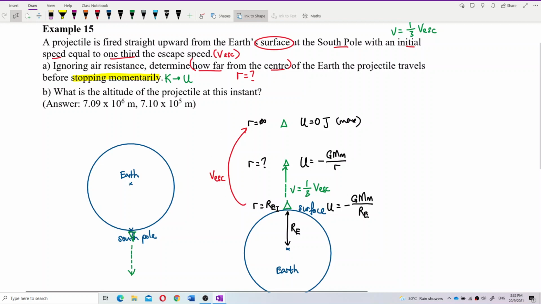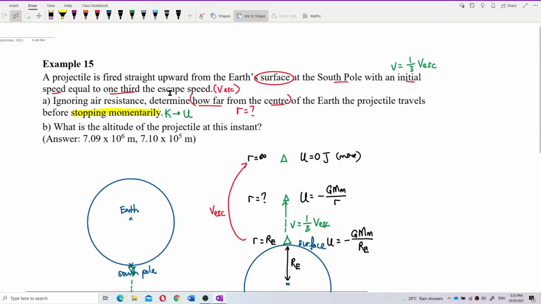If this projectile is ejected with escape velocity, it can go from potential energy of negative GMm over the radius of Earth to infinite distance, until the potential energy becomes 0 joule. So the kinetic energy has all turned to potential energy. It can go to 0 joule if it is ejected with escape velocity.